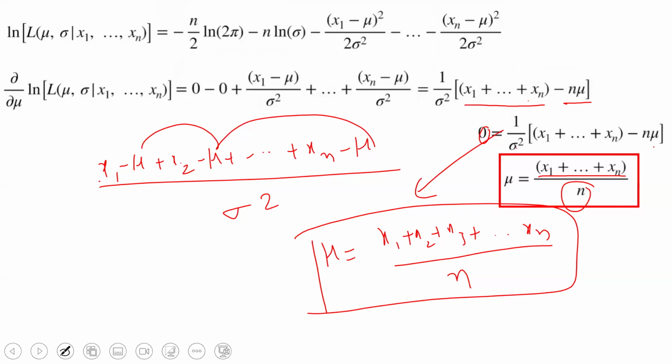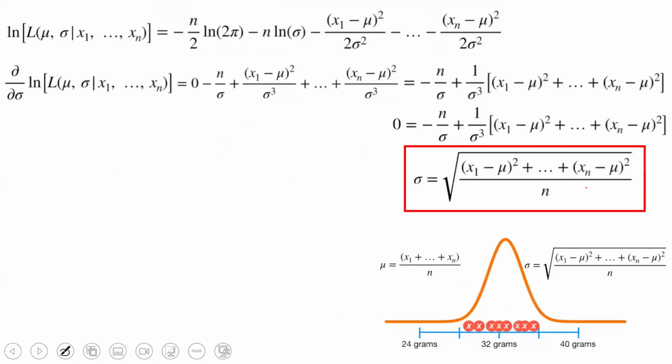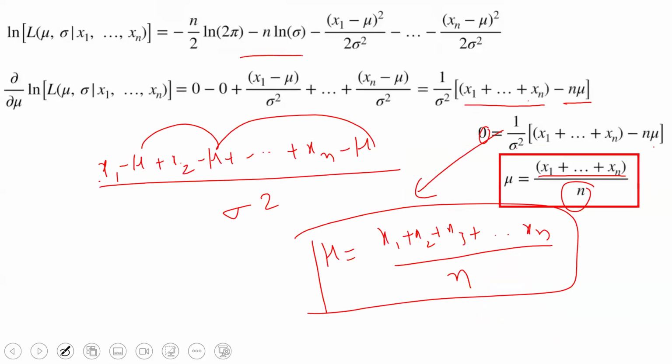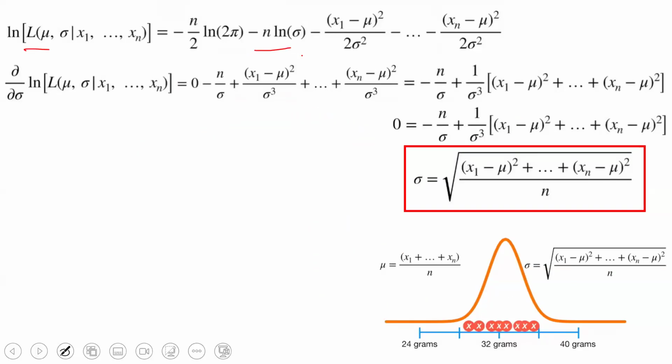Okay, now you got the mu value, and what is the next thing? The next thing is to find out the sigma value, right? When you want to find out the sigma value, you have to treat mu as constant, and you have to take the derivative with respect to sigma, right? That's what we do here. Again, this is the expanded form of log likelihood. Okay, we already created it here, and now we take the derivative with respect to the sigma.